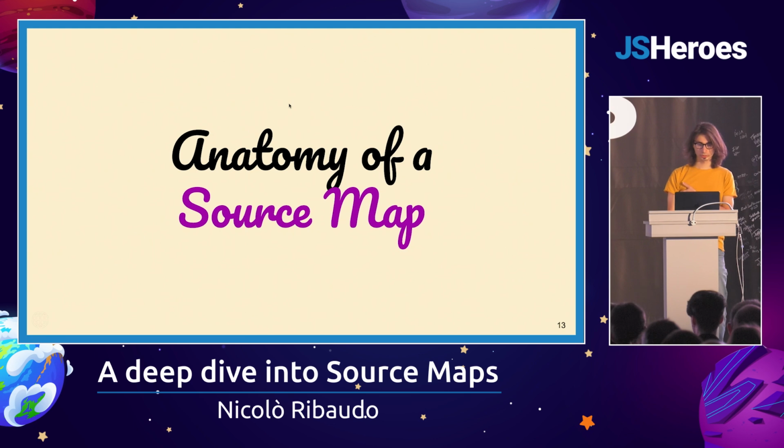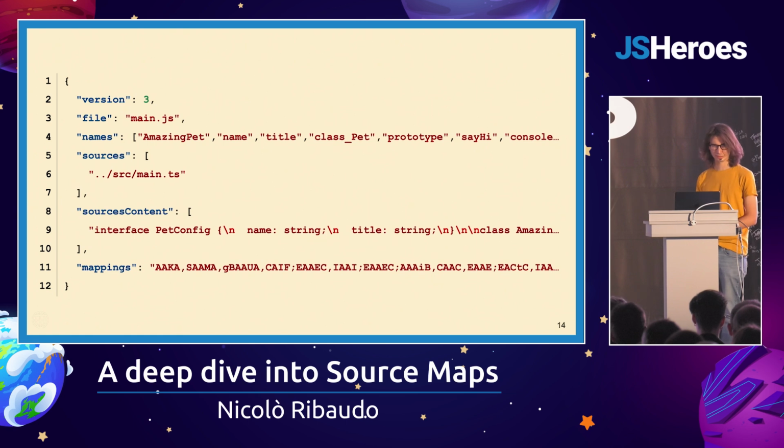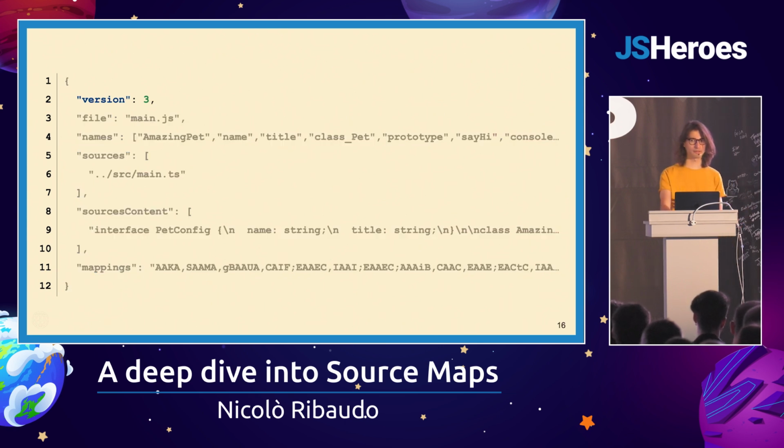Now we're actually going to go a little bit deep. A source map is just a JSON file that has some properties. Some of these properties don't really matter for the mapping. For example, we have the version field, which if you ever look at a source map, is always 3. There are no other versions. It has a file name that's just the name of the file it's mapping. And then there are some interesting properties.